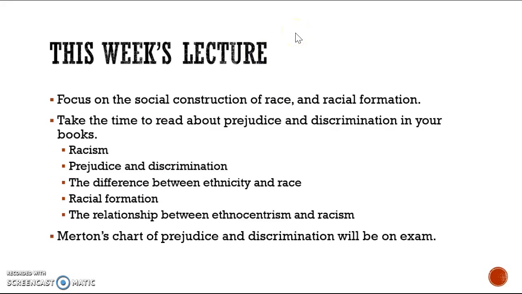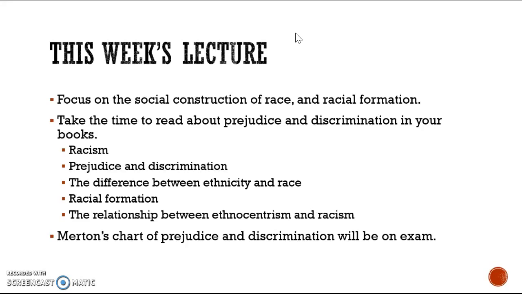So I wanted to just say a couple words about this week's lecture before we move forward. This week we are focusing on race and ethnicity from a sociological perspective. And there are two main portions of this topic that we focus on in this class. One we call the social construction of race or racial formation, which is the different ways that we look at race and ethnicity. And then there's the section on racial inequality, prejudice, and discrimination.